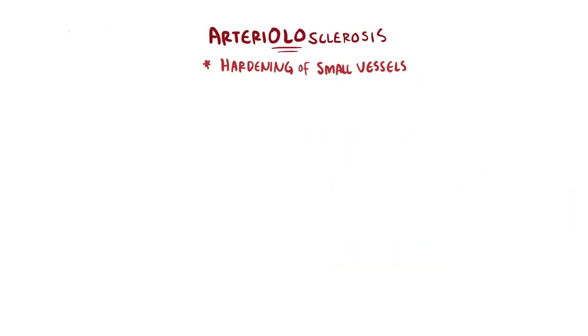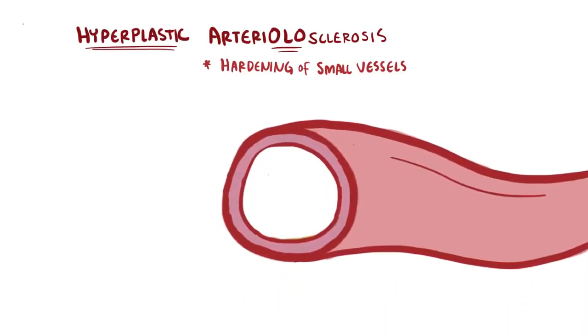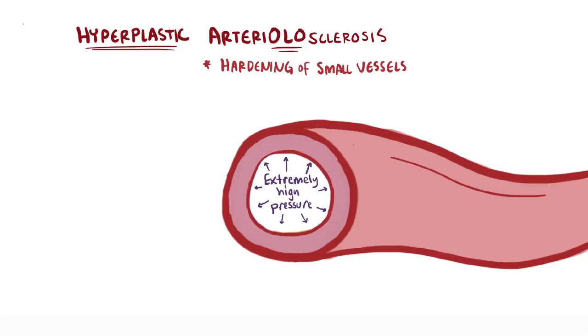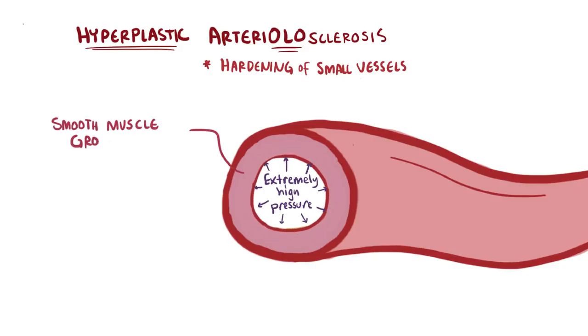Another type of arteriolosclerosis is called hyperplastic arteriolosclerosis, which also happens due to the thickening of the blood vessel walls, and occurs when a person has extreme hypertension. The blood vessels compensate for this high blood pressure by adding additional layers of smooth muscle and basement membrane to the blood vessel wall, making the blood vessel stronger. The downside of this extra muscle is that it decreases the space in the lumen for blood to pass through.